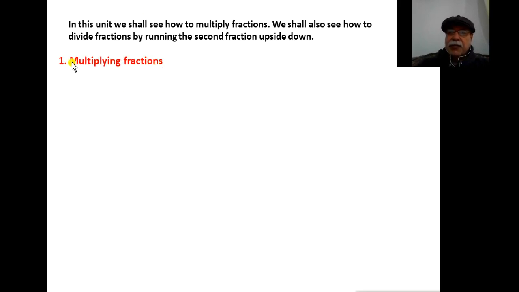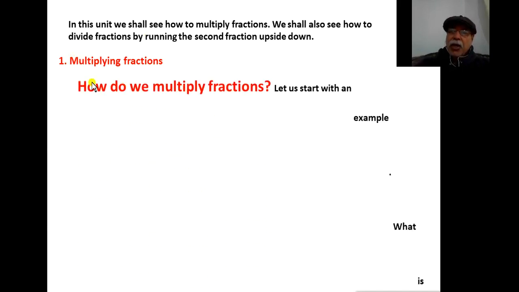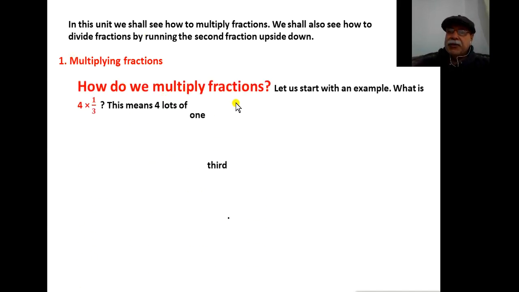Now we start with multiplying fractions in this presentation. How do you multiply fractions? Let's start with this example. What is 4 times a third? This means a lot of 1/3. You see? This fraction means this third multiplied by itself 4 times.